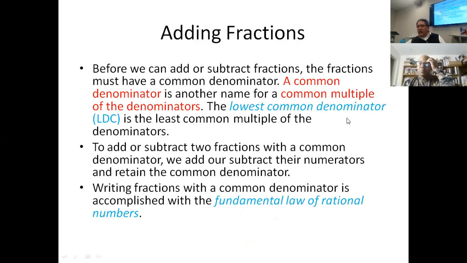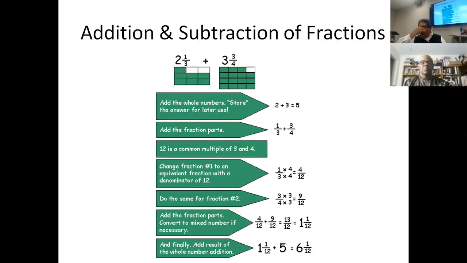When you want to add fractions, you have to find a common denominator, the lowest common denominator. To add or subtract fractions with a common denominator, we add or subtract their numerators and keep their denominator. Let me make it easier with an example. Let's say we want to add two fractions, 2 1/3 plus 3 3/4, okay? And this is the visualization.